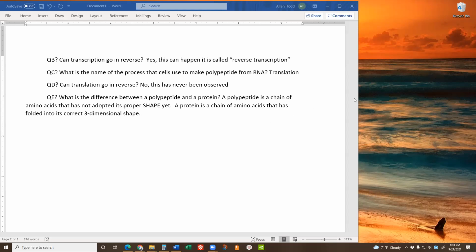So Yasmin, you asked, so is it preparing the protein? Yasmin, are you asking me when you build a polypeptide, you're preparing it to become a protein? Is that what you're asking? The answer is yes. The answer is yes.